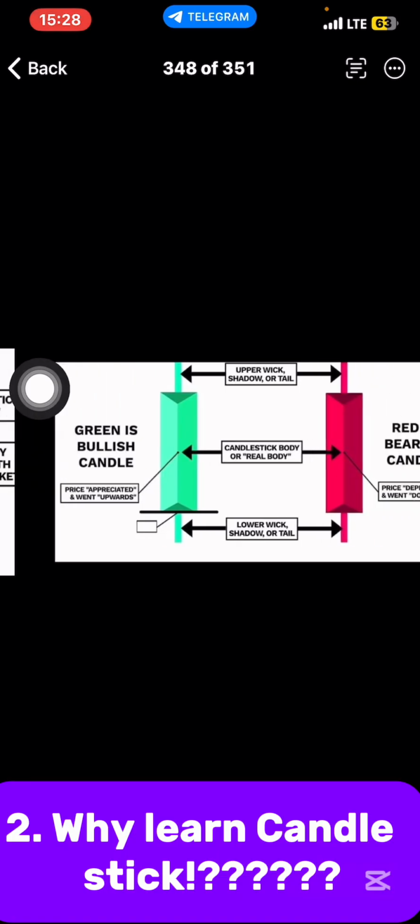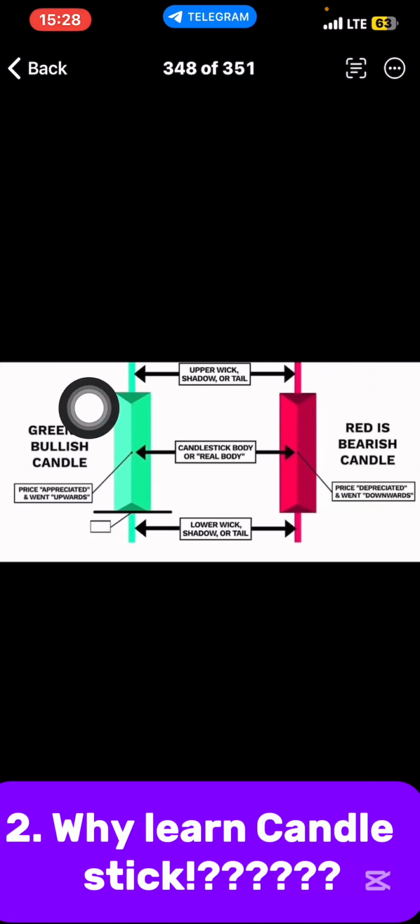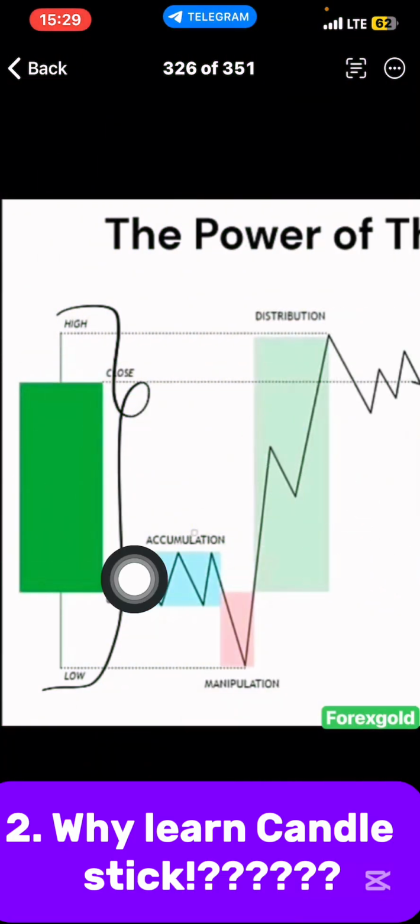You see here we have the upper wick. The top of that wick is our high for the day. The bottom of this wick is our low. Let me show you one chart that will explain it in detail using the power of 3. This is it, the power of 3. You see this candle, this is a bullish candle. As you can see, this is a confirmed bullish candle.